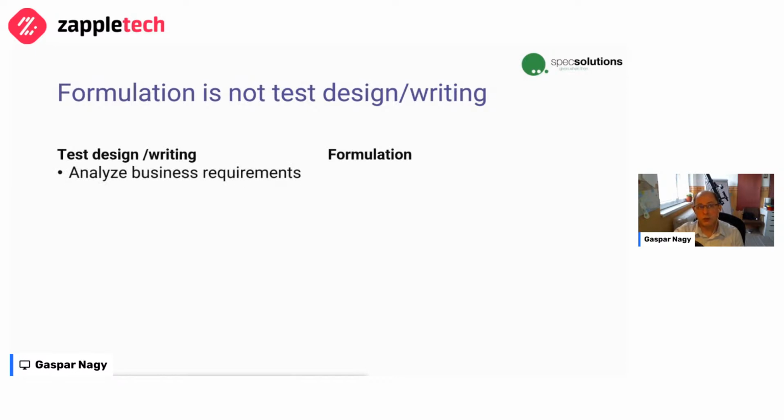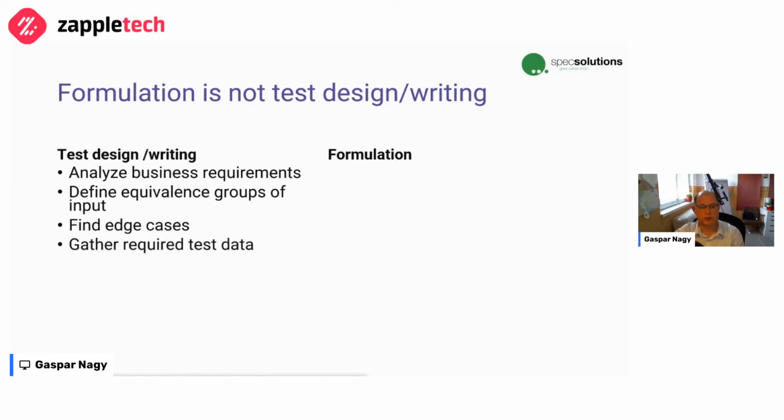So definitely when you do classic test design or test writing, what you need to do is analyze the business requirements to be able to see what kind of tests you would like to define. You will probably do some magical testing things as well, like defining the equivalence groups of input and any other testing techniques. You may go ahead and try to find some edge cases, some special situations. Probably you will need to deal a lot with test data.